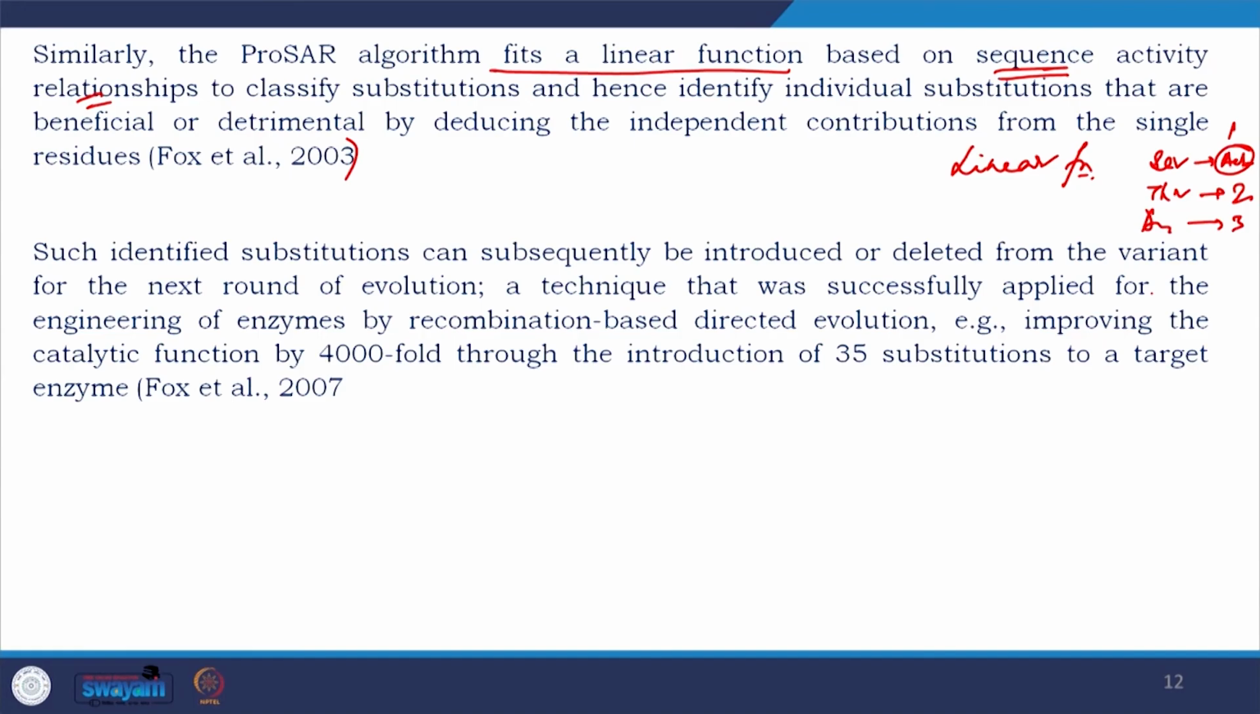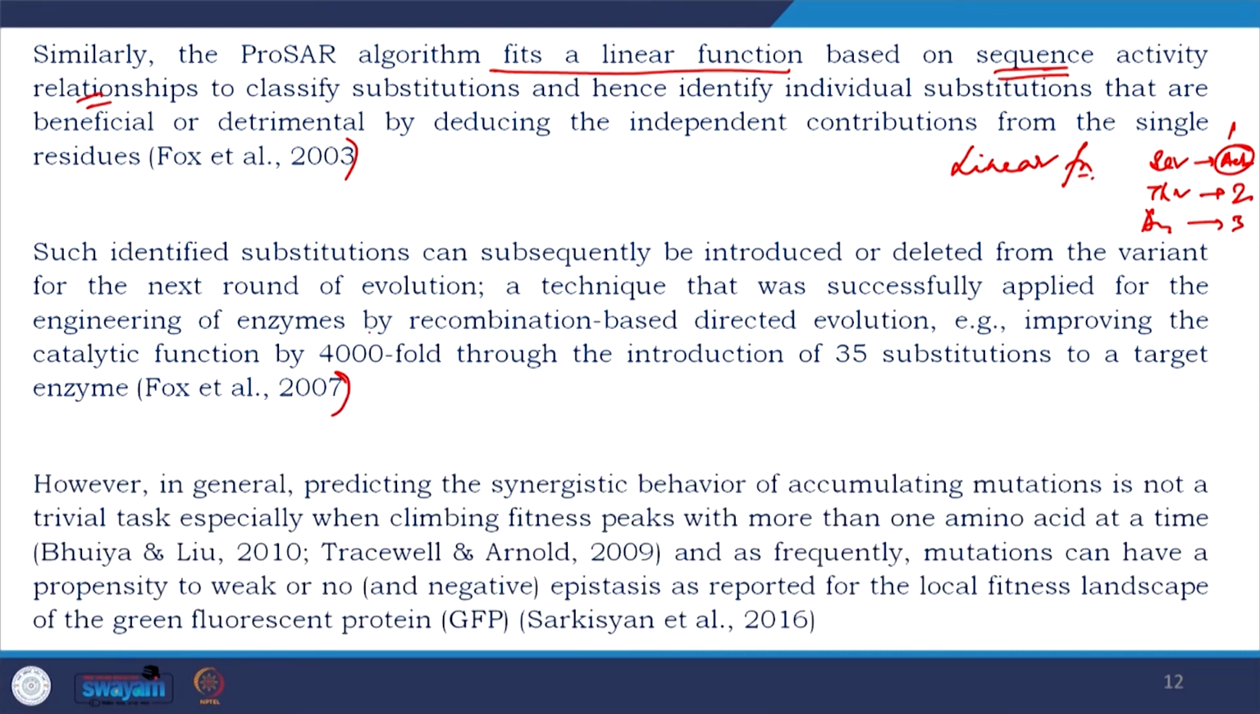Those identified substitutions which are doing better can subsequently be introduced or deleted from the variant of the next round of evolution, a technique that was successfully applied for the engineering of enzymes by recombination based directed evolution. For example, improving the catalytic function by 4000 fold through the introduction of 35 substitutions to a target enzyme. However, in general, predicting the synergistic behavior of accumulating mutations is not a trivial task, especially when climbing fitness peaks with more than one amino acid at a time.